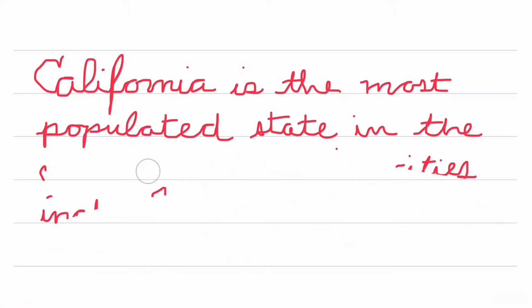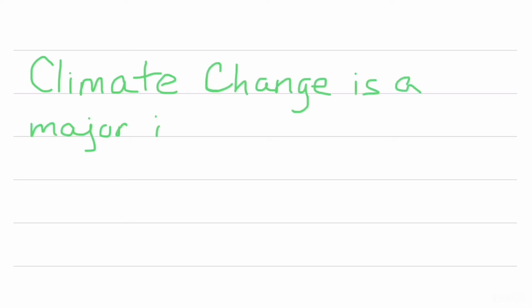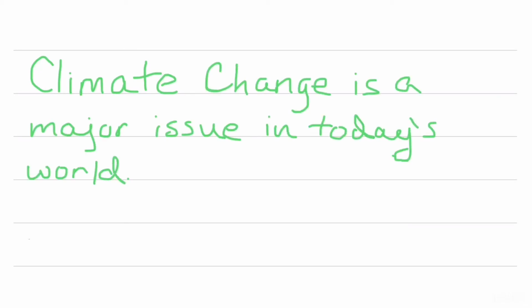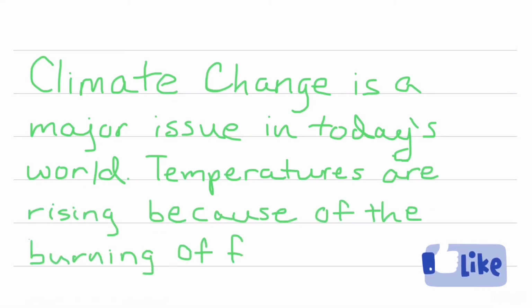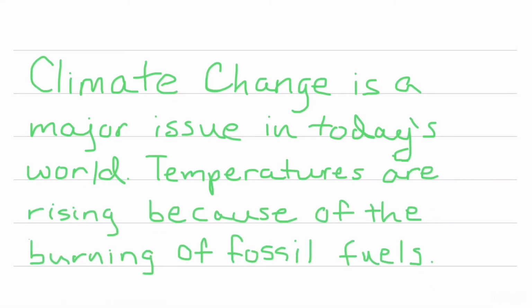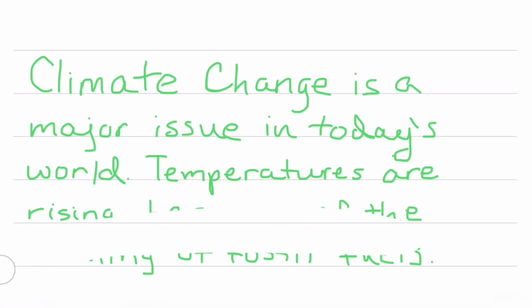This time I'm going to write a paragraph in normal manuscript, and I want you to write it in cursive by your memory. And if you can't, just try to, but look back if you need to. But remember, always try to write it in cursive without looking. So the paragraph is, "Climate change is a major issue in today's world. Temperatures are rising because of the burning of fossil fuels." So write that in cursive, please.